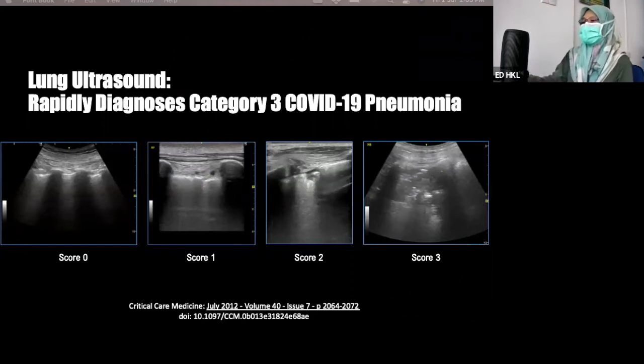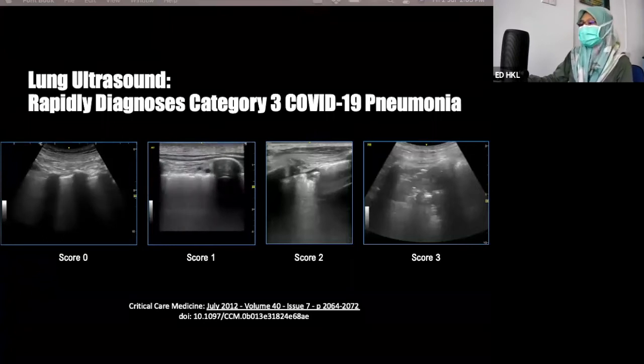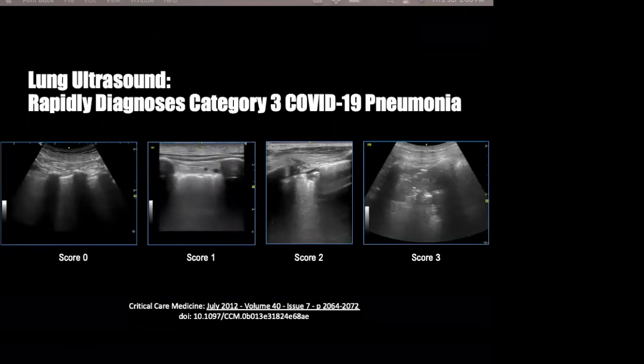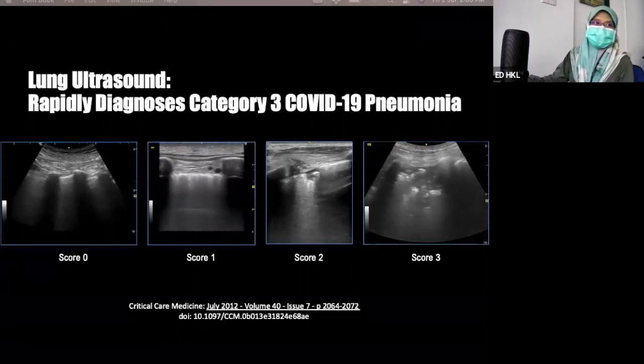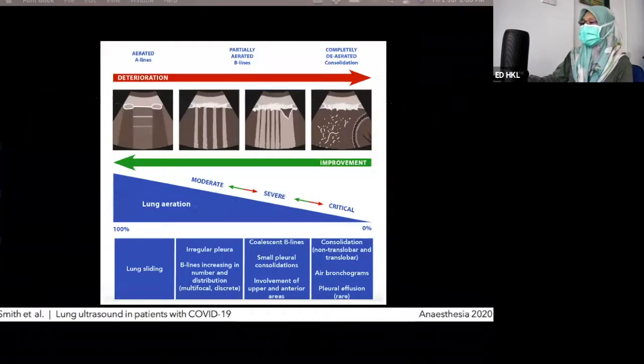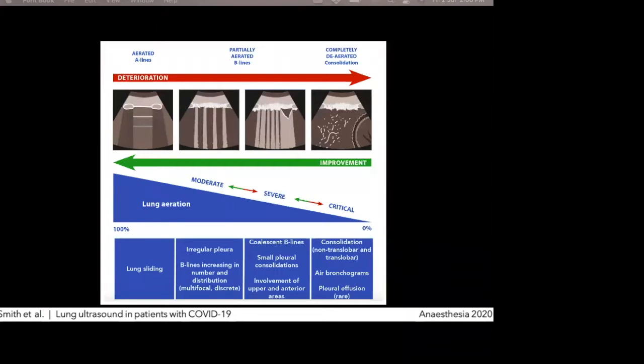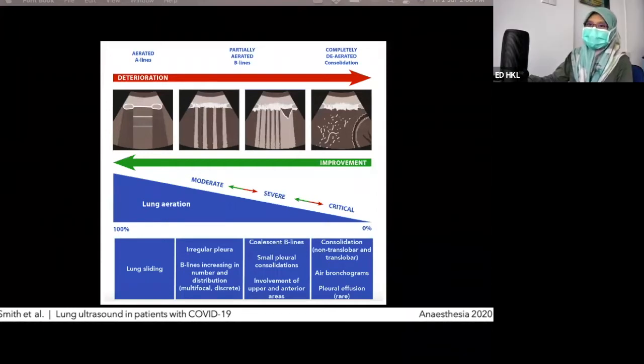Okay, what are the changes? You can see score 0 for normal: normal pleura with A lines. Score 1 if you can see interrupted pleura with some B lines. Score 2 when you can see subpleural consolidation, and score 3 when there is large consolidation. So what does it mean? It reflects the degree of aeration of the lungs. The higher the score, the more the lung area is deaerated. So the higher the score, the worse the COVID pneumonia is.